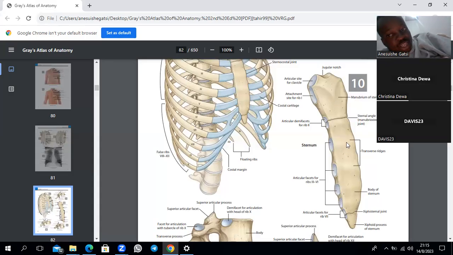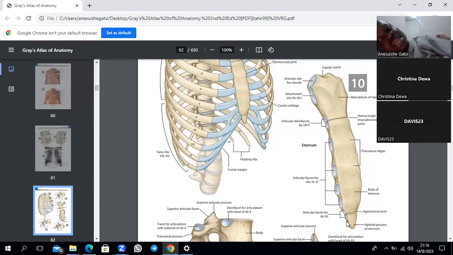Then this is your body. So the body will have a demi facet. Demi means half. Demi facet for rib number 2, because remember I said the other half is on the manubrium. Then third, fourth, fifth, sixth, and sometimes the seventh, they are on the body of the sternum.